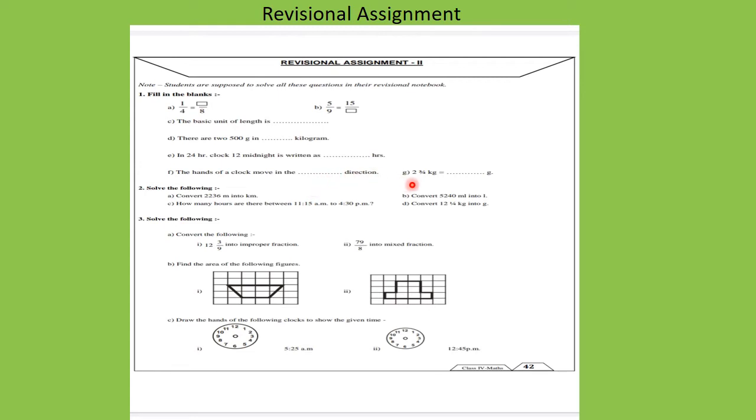Now the next is 2 whole 3 by 4 kg, which is equivalent to how many grams? You have to find this out. We already know that 1 kilogram is equal to 1000 grams. So it is apparent to us that 2 kilograms is equal to 2000 grams. Then we have 3 by 4 kilogram. And what is 3 by 4 kilogram? It is equivalent to 750 grams. So here the answer will be 2750 grams.